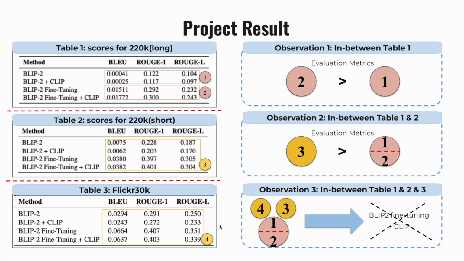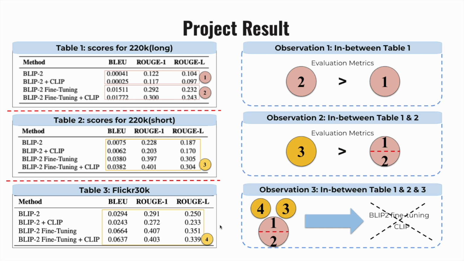Diving into the project results, we observe distinct improvement across our evaluation metrics, particularly when we fine-tune Blip2 using parameter-efficient fine-tuning. The enhancement in BLEU and ROUGE scores is evident, especially when comparing the longer captions in the 220K dataset, which is table 1, with the shorter ones, which is table 2. This fine-tuning allows the model to more accurately capture the character of the image descriptions.